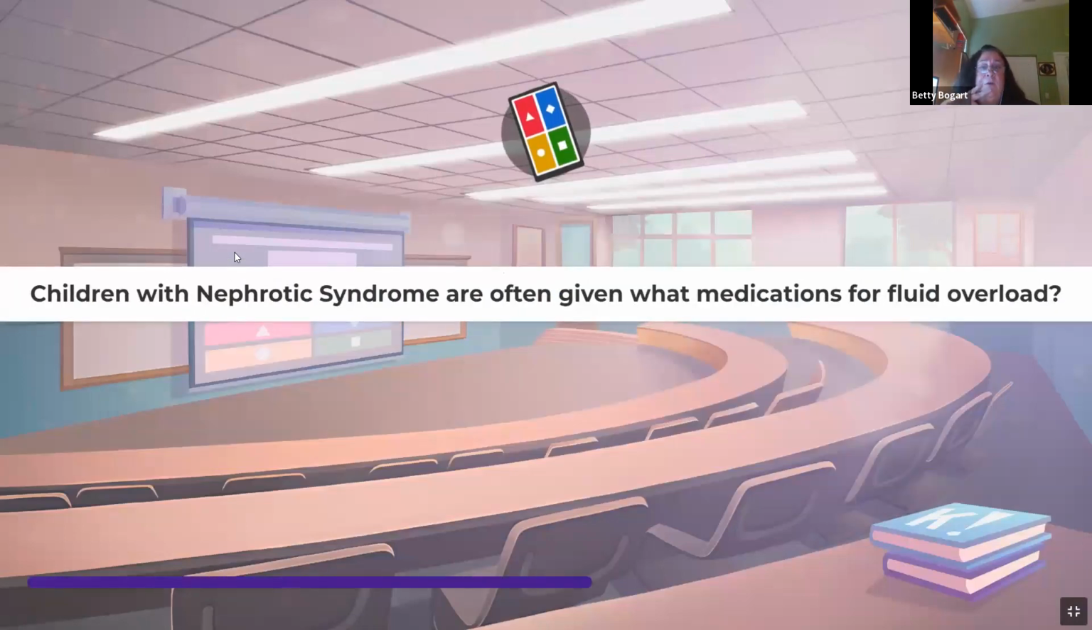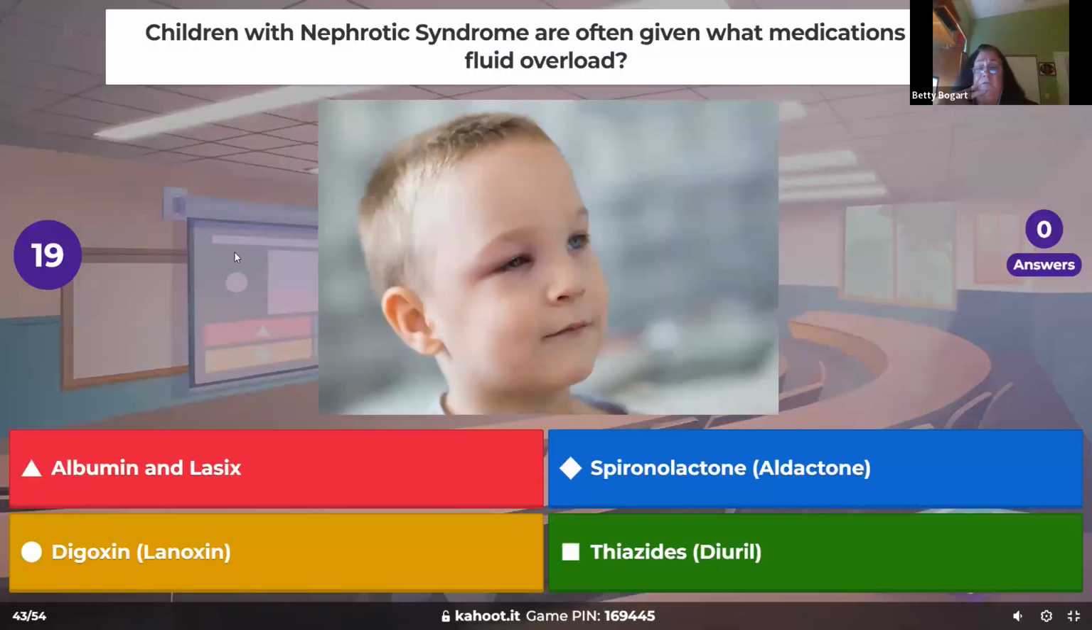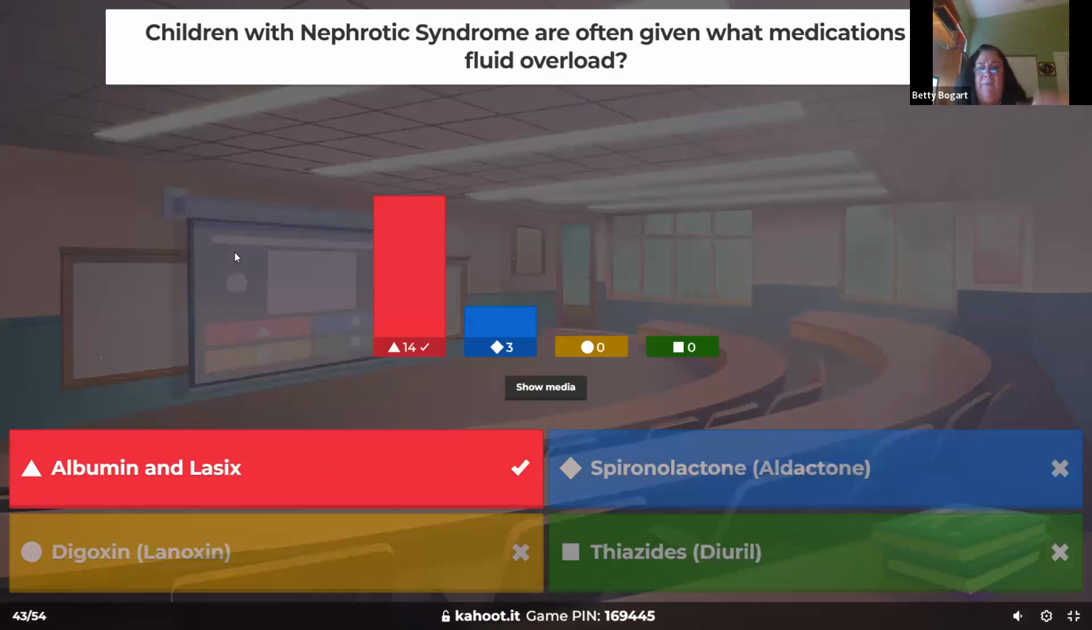Children with nephrotic syndrome are often given what medications for fluid overload? Remember, you have all this interstitial fluid. We need to pull it back into the vascular space and we need to get rid of it. How do we do it? Well, I'll ask you, what is albumin? Isn't that protein? So let's give them some protein and follow it by some furosemide, some Lasix. And that's how we can get rid of some of the fluid. And we know how we're progressing by what? Intake, output, and daily weights.